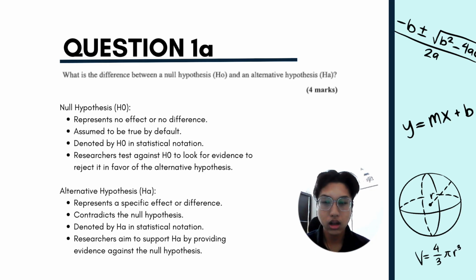Second, the null hypothesis is assumed to be true by default, but the alternative hypothesis contradicts the null hypothesis. The third one is the null hypothesis is denoted by H0 in statistical notation, but the alternative hypothesis is denoted by H1. The last one, for the null hypothesis, researchers test against H0 to look for evidence to reject it in favor of the alternative hypothesis. But for the alternative hypothesis, researchers aim to support HA by providing evidence against the null hypothesis.